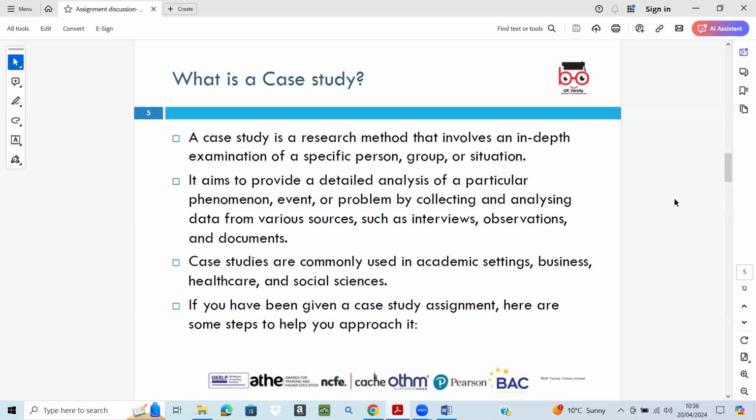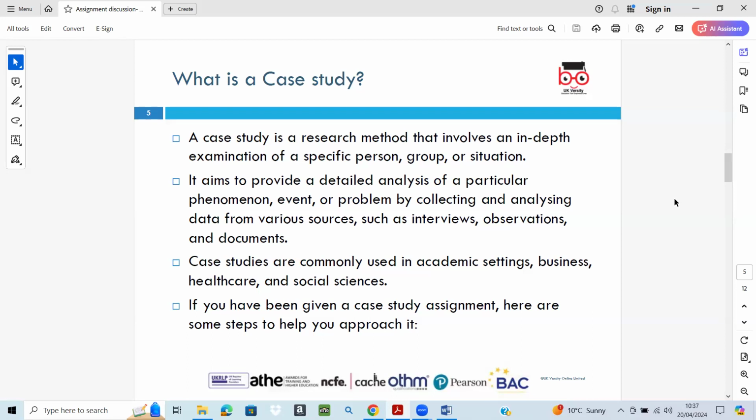So what is included in a case study? It's an in-depth study of a specific person, group, or event to understand more about it through various data sources. A case study provides a detailed and complex picture of the subject being studied. It allows us to explore dimensions that are not always accessible with other research methods.